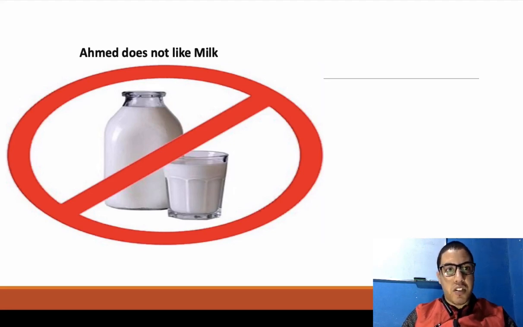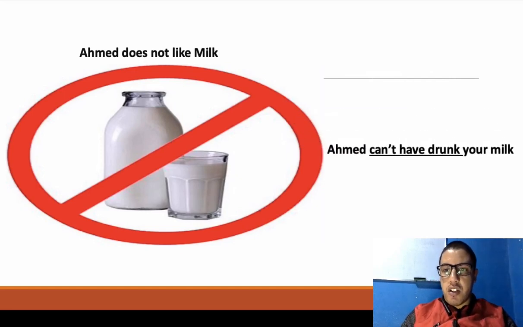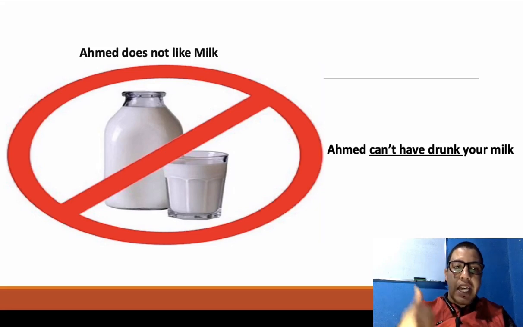Then I will say, no, it's impossible. Ahmed can't have drunk my milk. Why do you think so? Because I know that Ahmed doesn't like milk. Because Ahmed doesn't drink milk and he doesn't like it. So it's impossible that Ahmed is the person who drank the milk. So here we are expressing impossibility. Got it? But please remember that here we are talking about impossibility in the past.